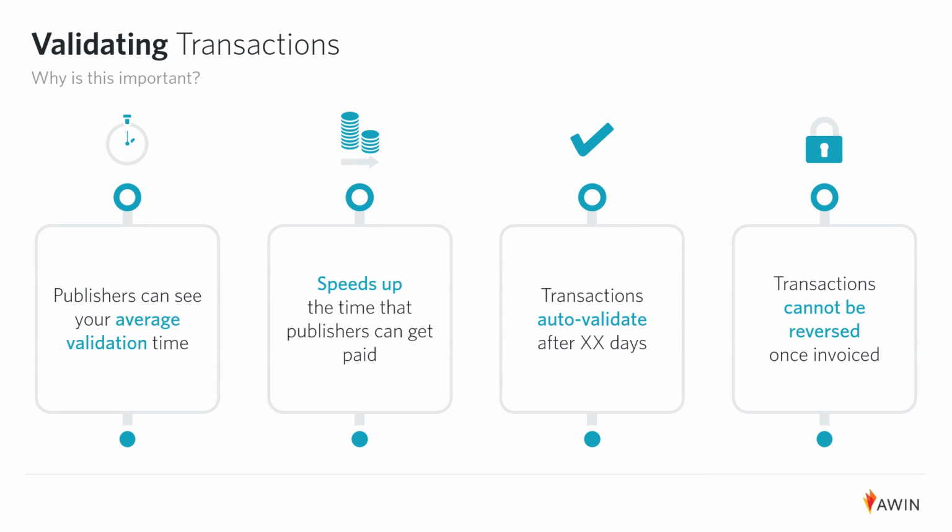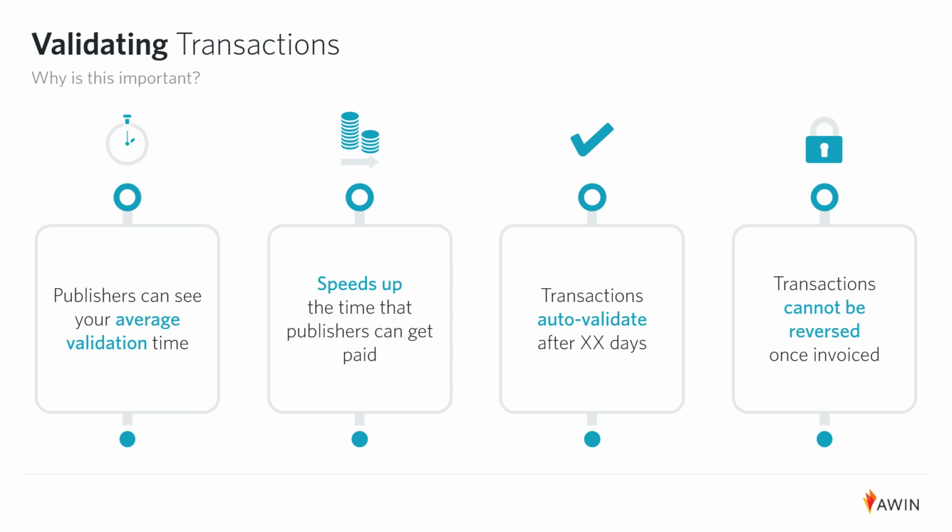Publishers can see your average validation time, which is a big factor when considering to apply to join your program. So the validation process is really important to make your program attractive to publishers. Once validated transactions have been invoiced and paid for, the publisher will be paid 28 days from that point. By validating as soon as possible, you're able to speed up the process of publishers being paid, keeping them happy and encouraging them to continue promoting your company.